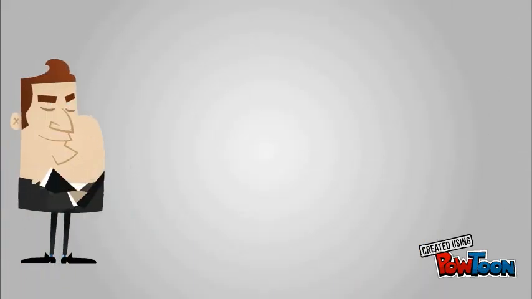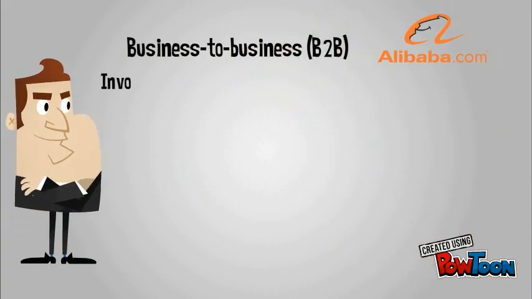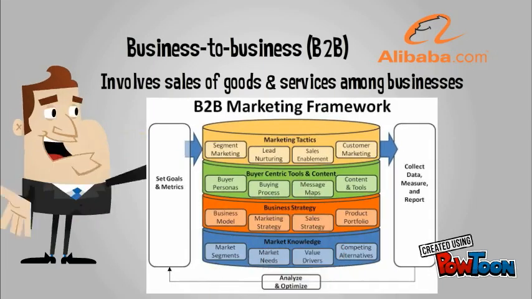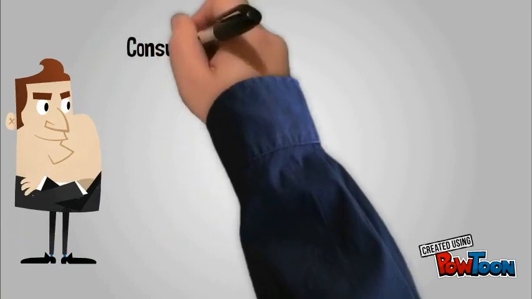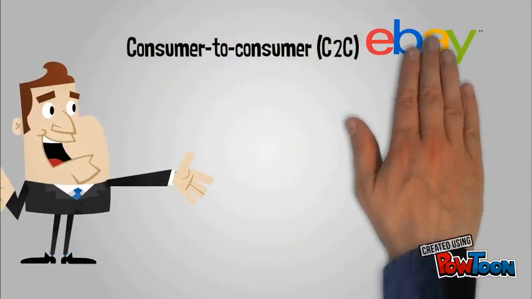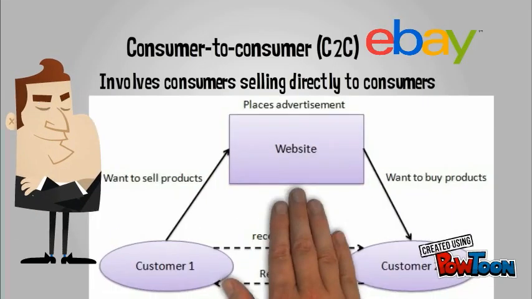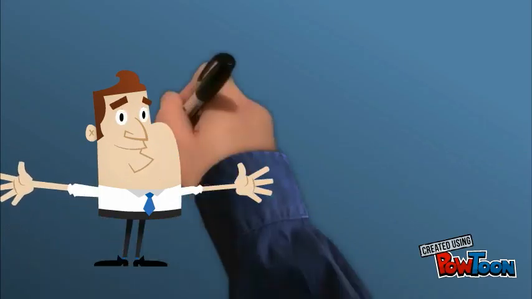Next category is business to business. In B2B, it involves sales of goods and services among businesses. Example is Alibaba.com. The third category is consumer to consumer. In C2C, it involves consumers selling directly to consumers. Example is eBay.com. The next subtopic is e-commerce business models.